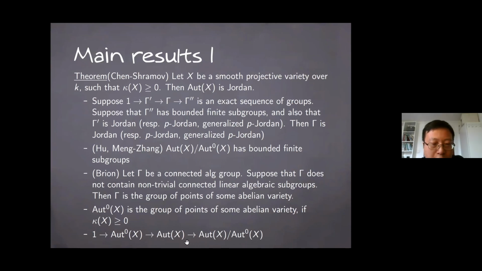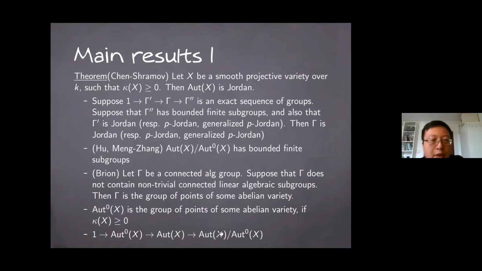We put automorphism here. We know there's a standard 1 to Aut 0. Just recall the Aut of this functor, Aut X, is a group scheme. You take the identity component, and in positive characteristic, it may not be reduced. So you also need to take its reduced part. Then you take k points. So you got this one. So you have a natural exact sequence. We try to show this one has Jordan property, and this one we will see later. This is already abelian. And this one has bounded finite subgroups.